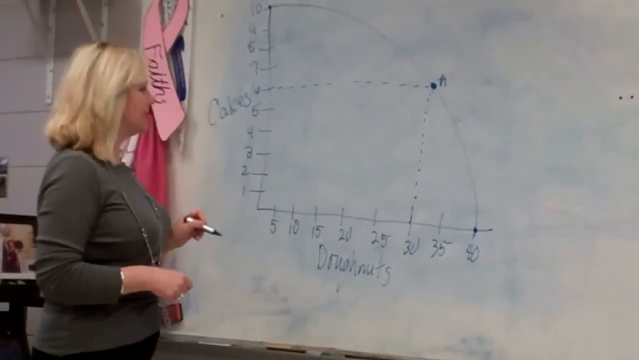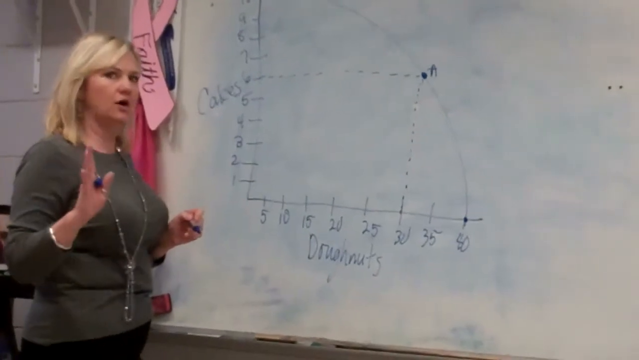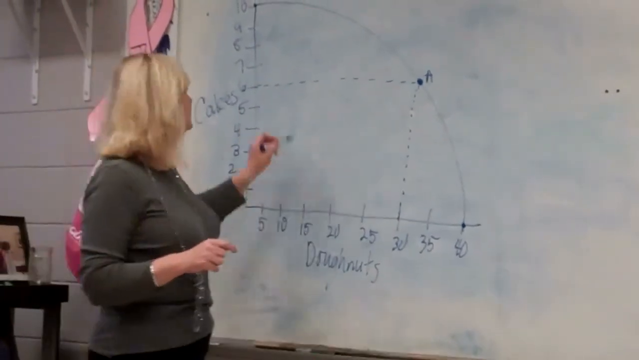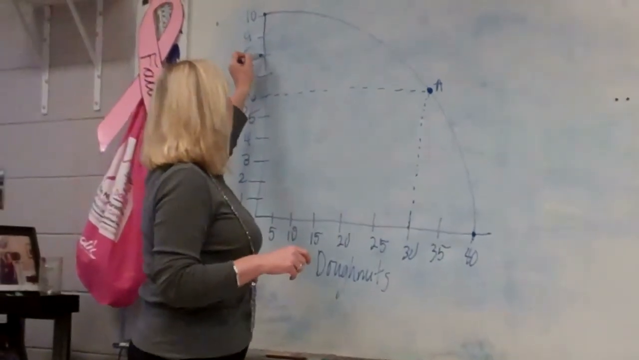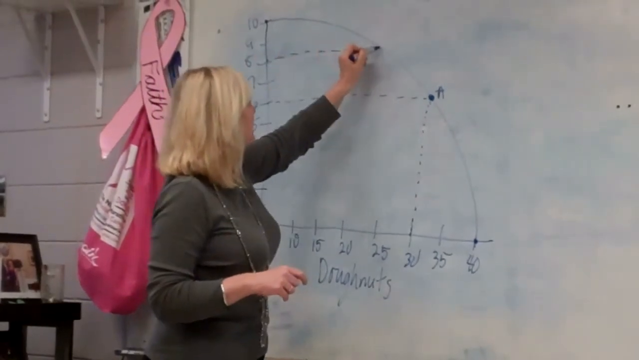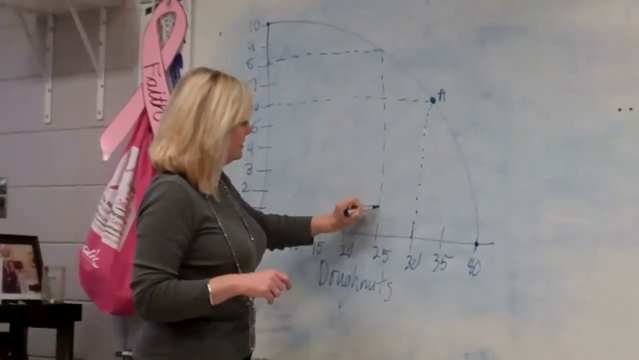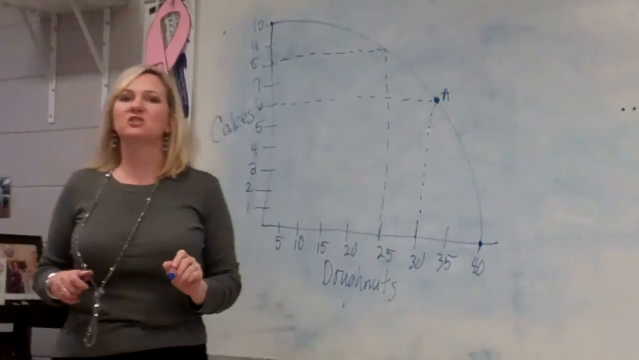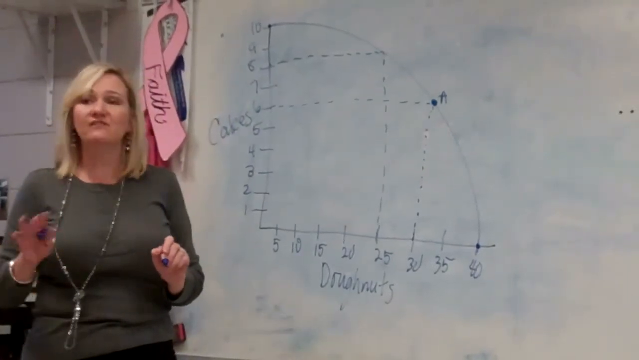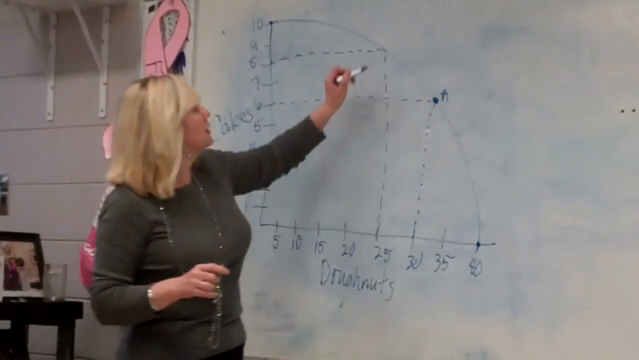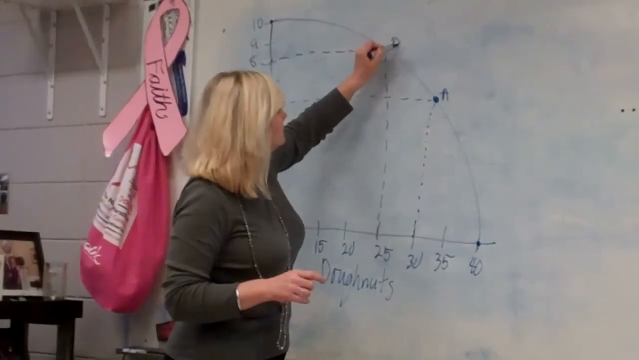What if I decide, you know what, today's a little slow on donuts. I've had some more orders for cakes. So I need to make 8 cakes today. I'm only going to be able to make 25 dozen donuts. Does that make sense? So this is point B.